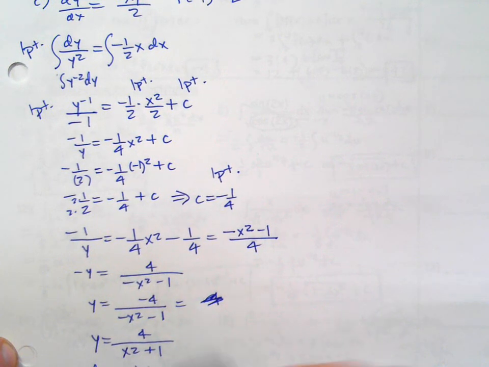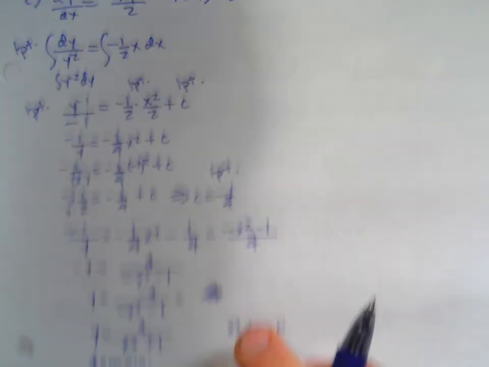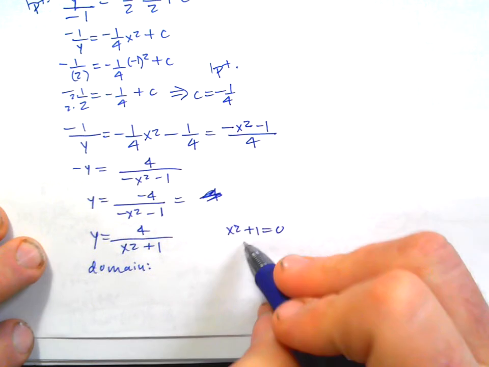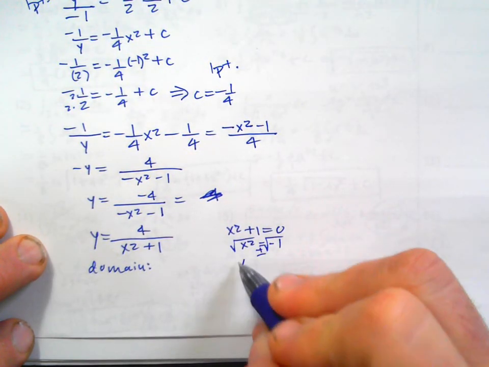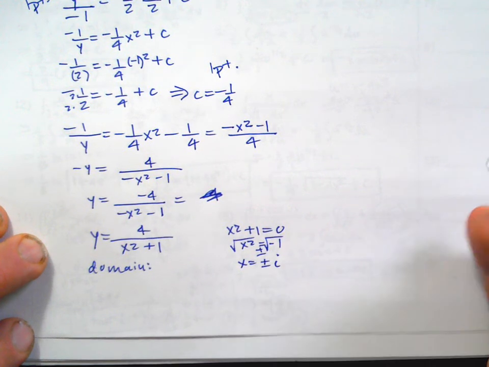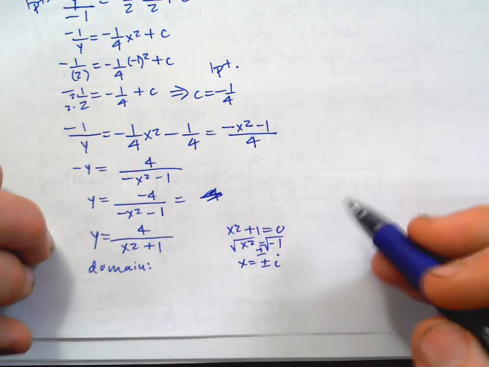And so you look here and say, well, I don't want division by 0, so let's set the denominator equal to 0 and solve it. These are imaginary, so they don't affect our domain. Okay, so I don't need those.